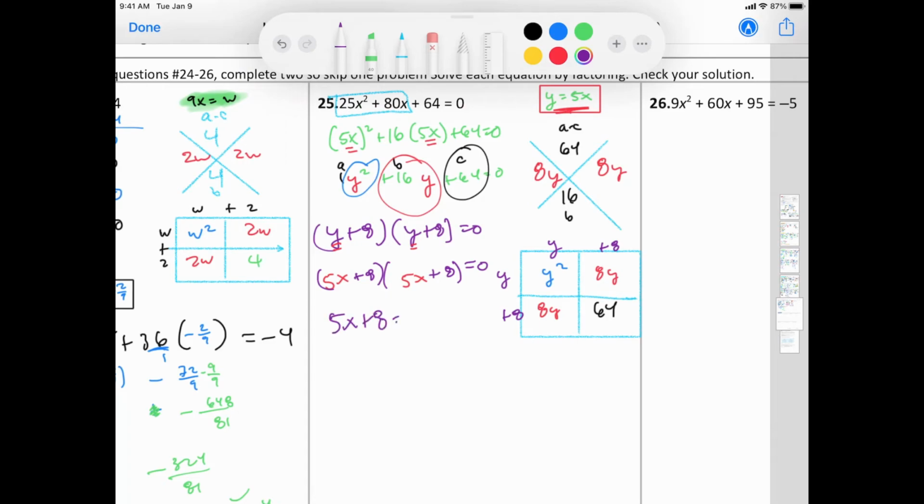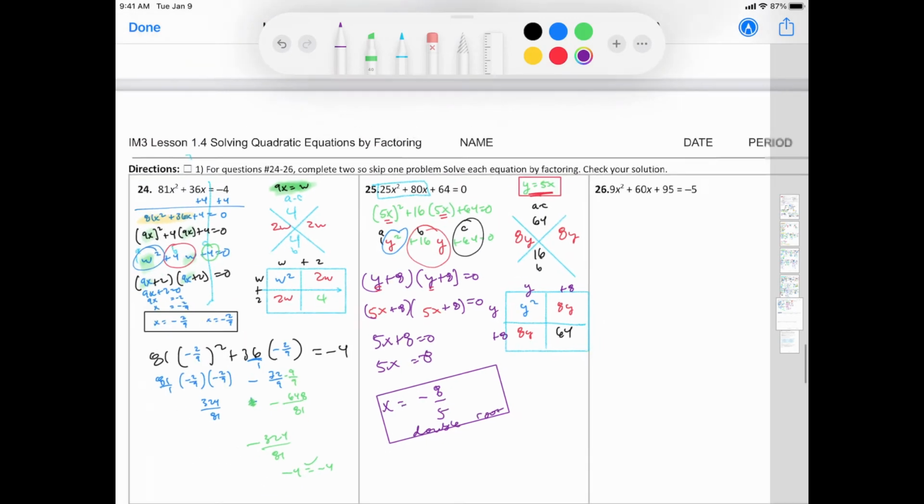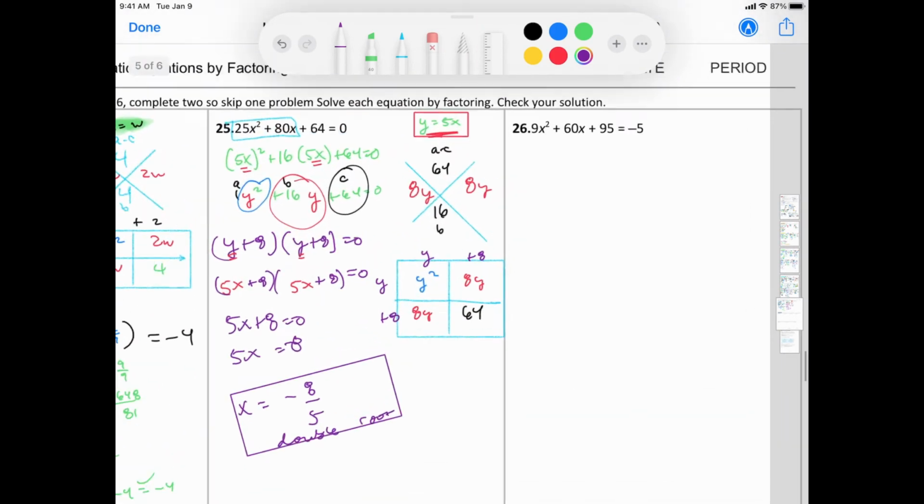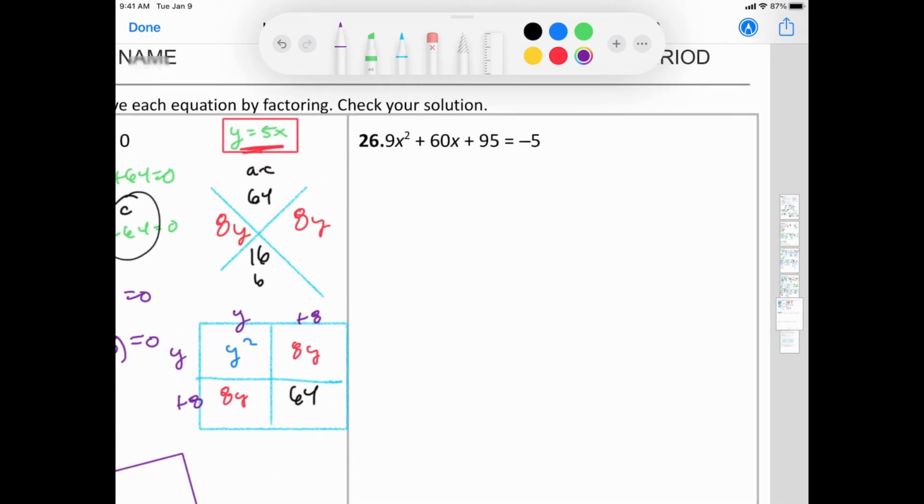Set that one equal to 0. Solve. Oops, that should be negative 8. And, geez, Mr. Rain. 5, just, my brain dead. X equals negative 8/5. Double root. All right, 26. Add 5.